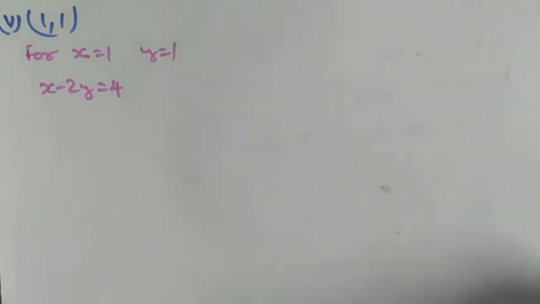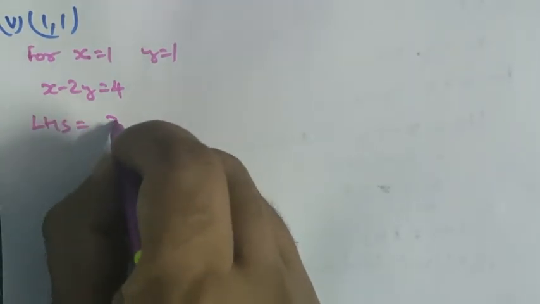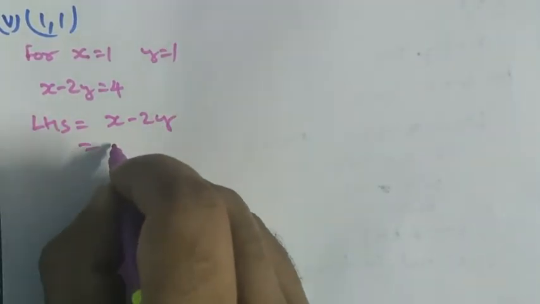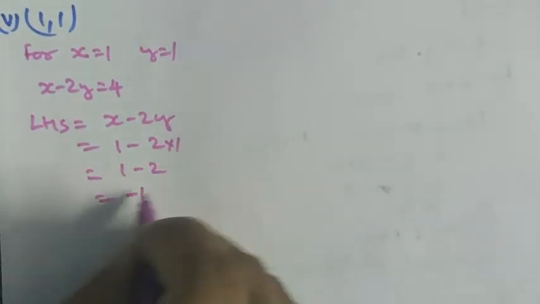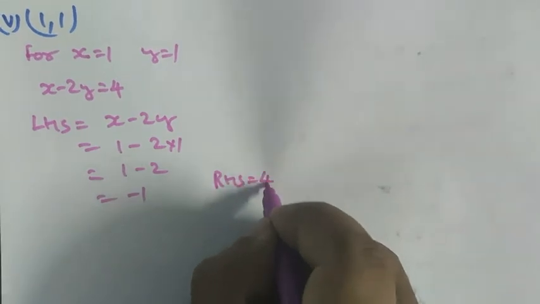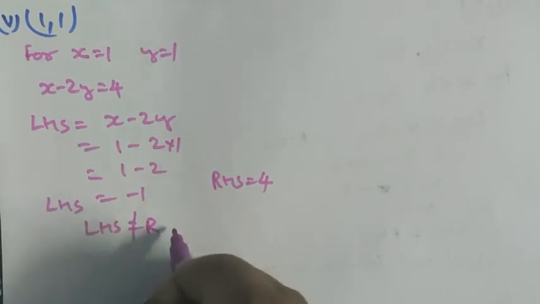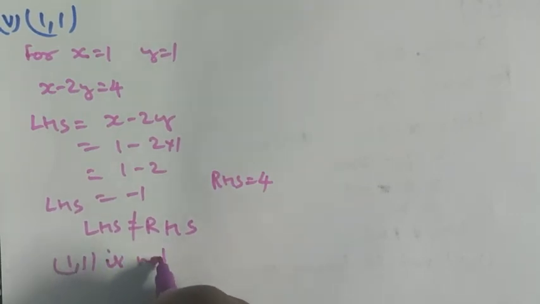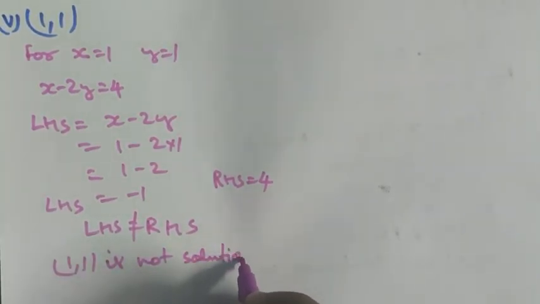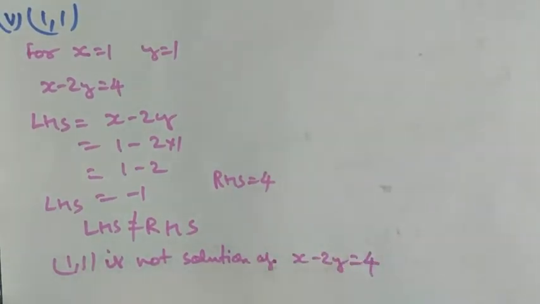Fifth part, for x equals 1, y equals 1, LHS will be equal to x minus 2y, that is substituting x as 1 minus 2 into 1, that is 1 minus 2. LHS will be minus 1, and RHS is 4. So LHS is not equal to RHS. That means 1, 1 is also not a solution of the equation x minus 2y equals 4.